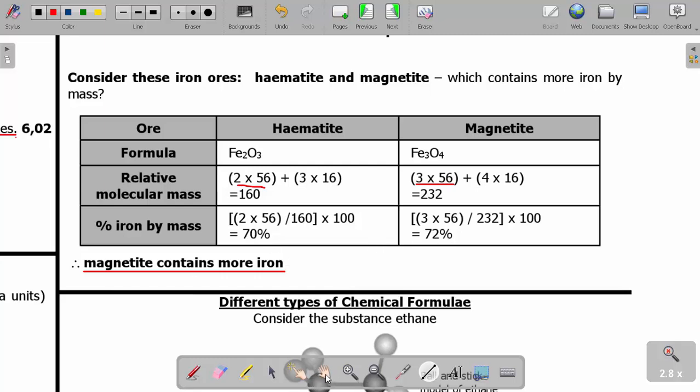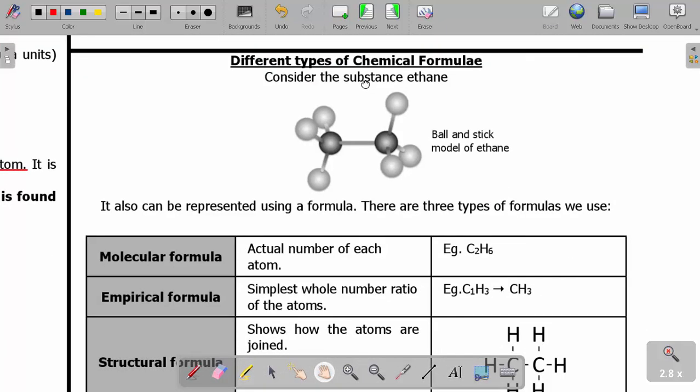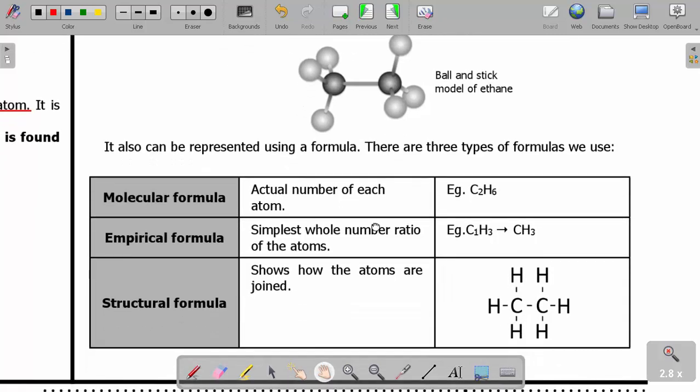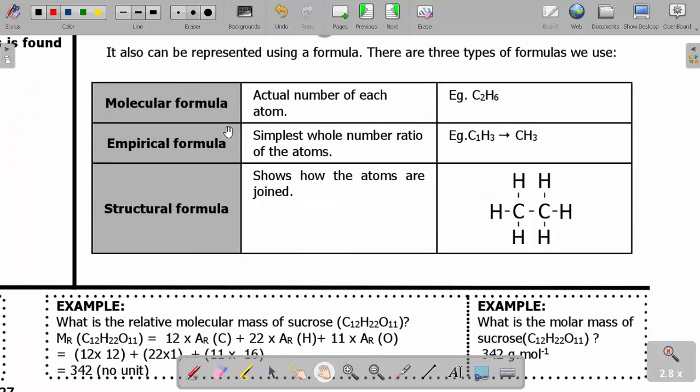Now we have other different types of chemical formulae which we use in chemistry, and they include the following. This is a ball and stick model of ethane. This C is carbon, another carbon. These are hydrogens here. Okay, these gray ones, they are hydrogens. Now it also can be represented using a formula. There are 3 types of formulas which we use here. We have a molecular formula. That one shows the actual number of each atom. For example, C2H6. Now we can have what we call the empirical formula, which shows the simplest whole number ratio of the atoms.